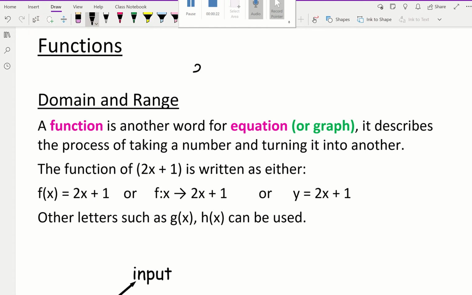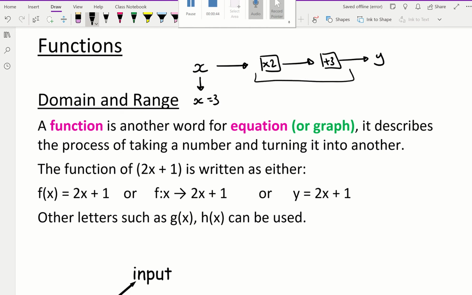So you have x, which is your input. You might multiply it by 2. You might add 3. And then you're going to end up with y, which is an output. So the function is the process of taking a number, any number, and then turning it into another. So 3 times 2 is 6, add 3 is 9. You always have an input and an output.